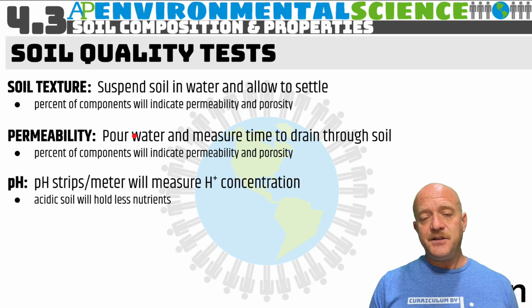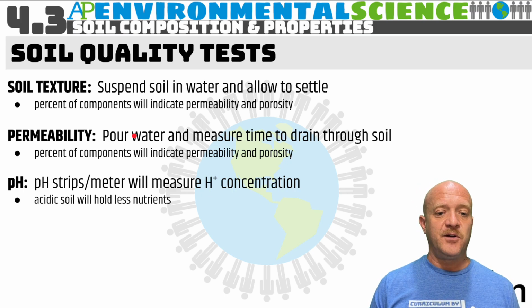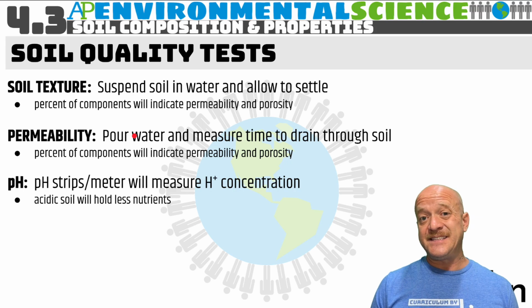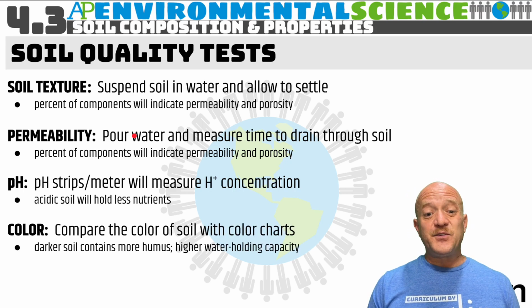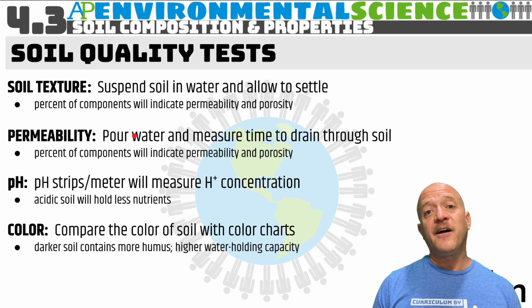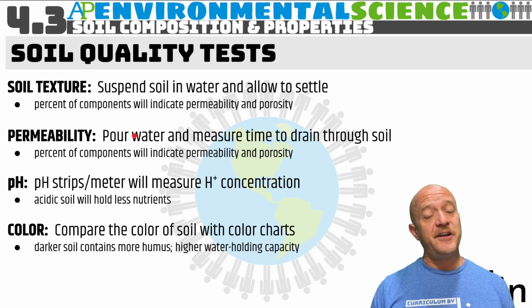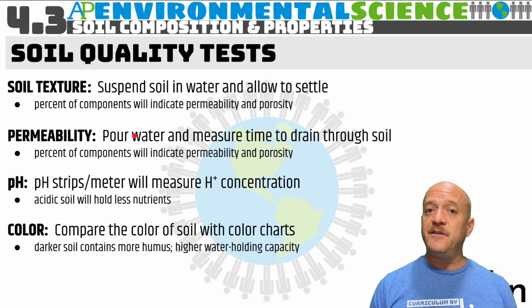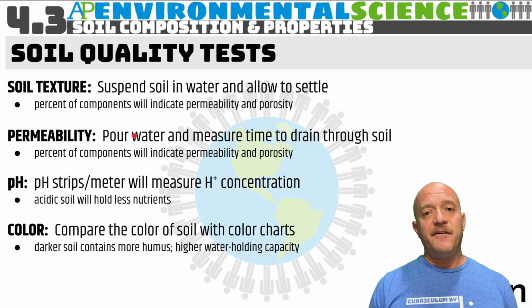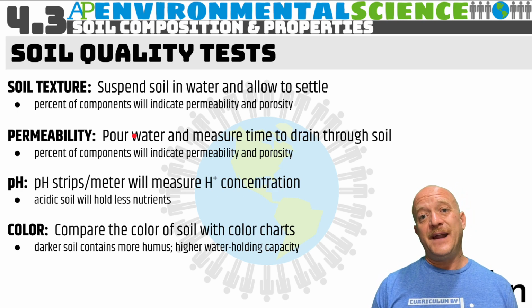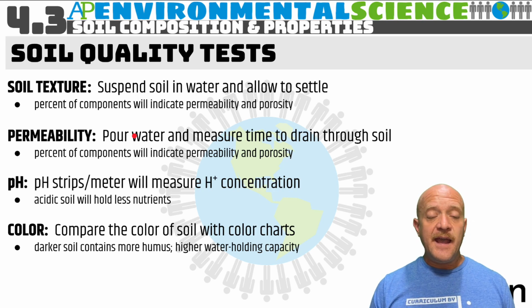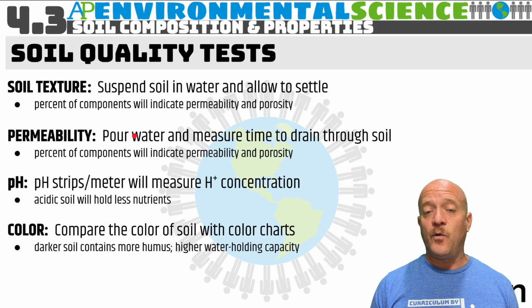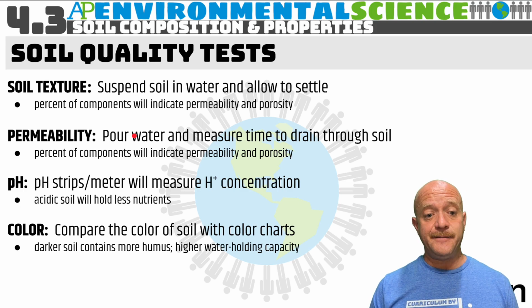The pH, you can use pH strips or a pH meter, and that will also tell you if the soil is acidic. It will very likely hold fewer nutrients. The soil color. You can compare the color of the soil. Certain components that are in the soil will have specific nutrients. If it's a rusty colored soil, it might have a large amount of iron, and that can indicate something about the soil quality. It can also indicate the water or the nutrient holding capacity.